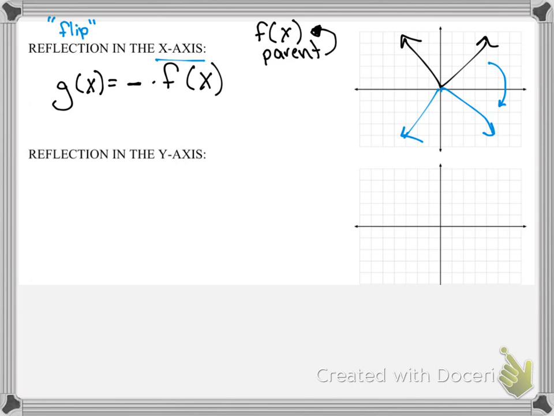Flip it over. So again, you put that negative out front. If I want to reflect over the x-axis, I don't put the negative on the x. I put it out front.